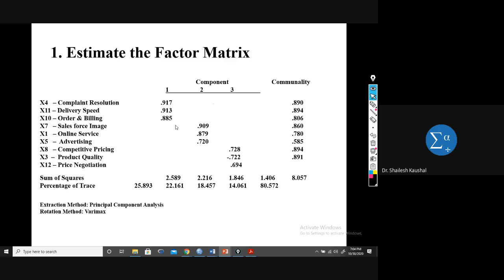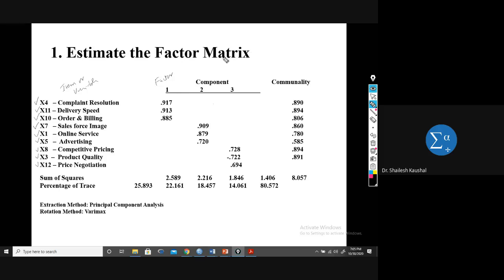This is the factor matrix. Here we can see these are the questions: complaint resolution, delivery speed, order enabling, and Salesforce image. These are the questions, or variables, or we can say items. The name is items, or you can say variables. These are the components, meaning factors: factor 1, factor 2, factor 3.